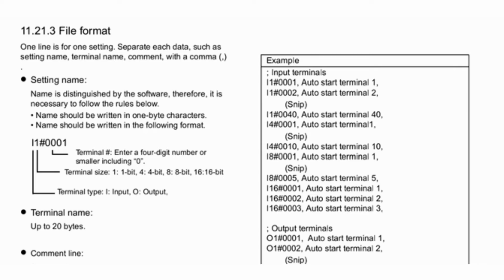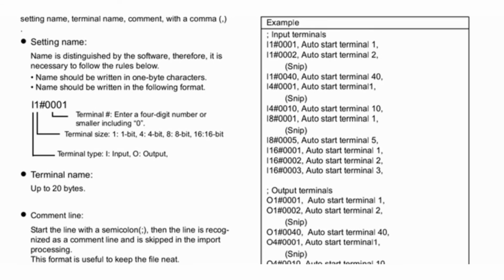Setting name. Name is distinguished by the software, therefore it is necessary to follow the rules below. Name should be written in 1 byte characters. Name should be written in the following format. First, terminal type: input, output. Terminal size: 1 bit, 4 bit, 8 bit, 16 bit. Second, 0 for terminal. Enter a 4-digit number or smaller including 0. Here you can see an example in this box.